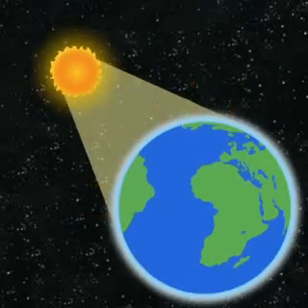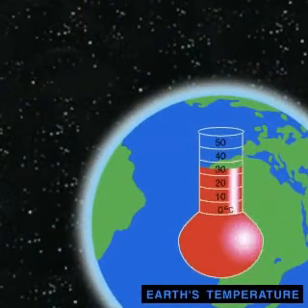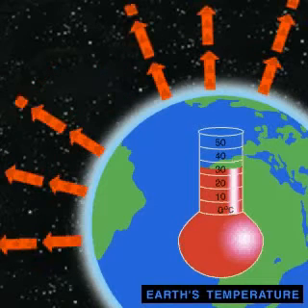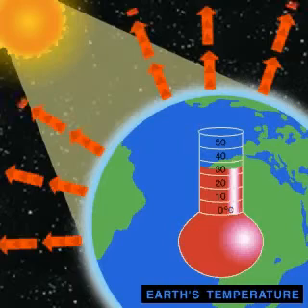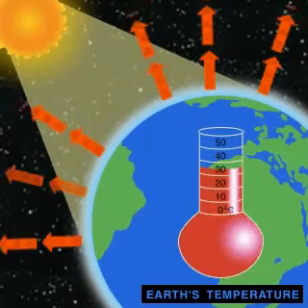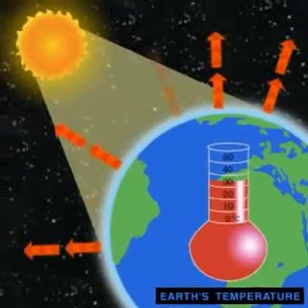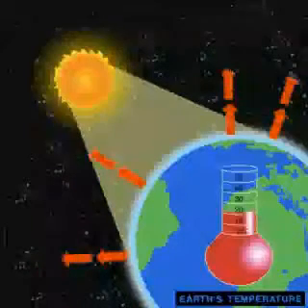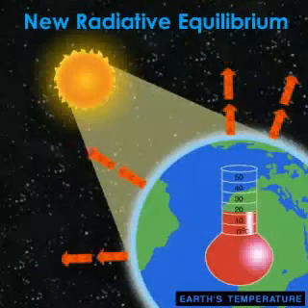In fact, we can determine the temperature of the Earth by knowing the amount of long-wave radiation it emits. If one of the components of the Earth's energy balance changes the amount of long-wave radiation the Earth emits, the temperature of the Earth will also change, and the Earth will arrive at a new radiative equilibrium.